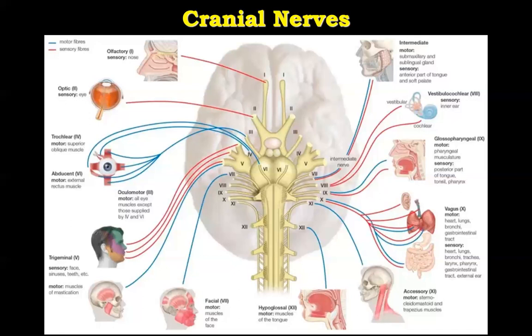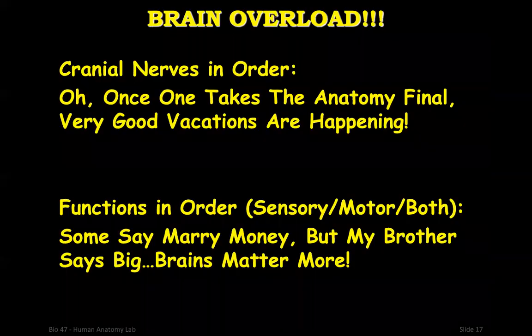This probably seems like a lot to memorize. So if you need some mnemonics for knowing the cranial nerves, knowing their names in order, you can remember just this phrase, which I really like. It's not in your lab manual, but it's my favorite mnemonic for the cranial nerves. And it's, "Oh, once one takes the anatomy final, very good vacations are happening." And that's the first letter of all 12 cranial nerves in order.